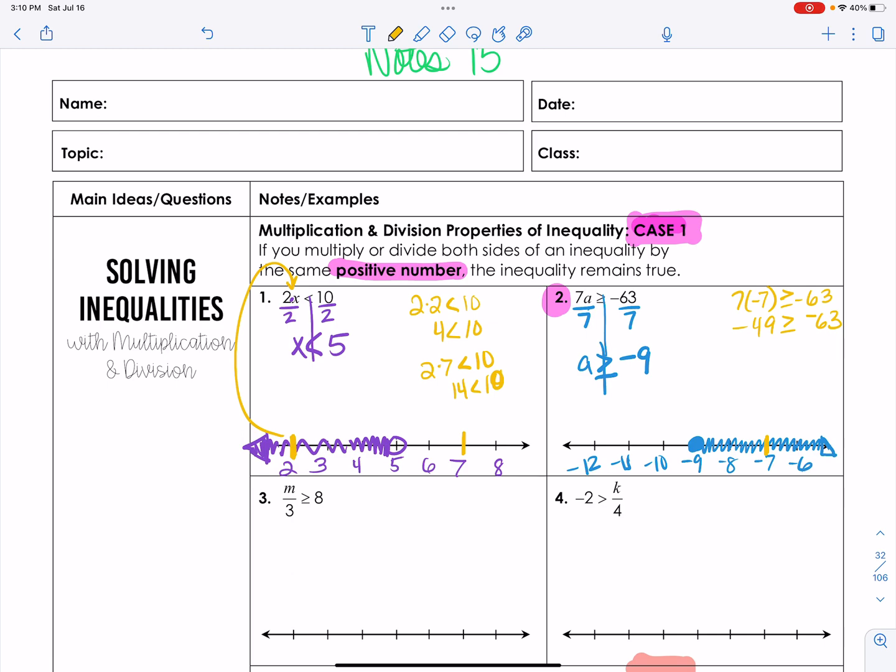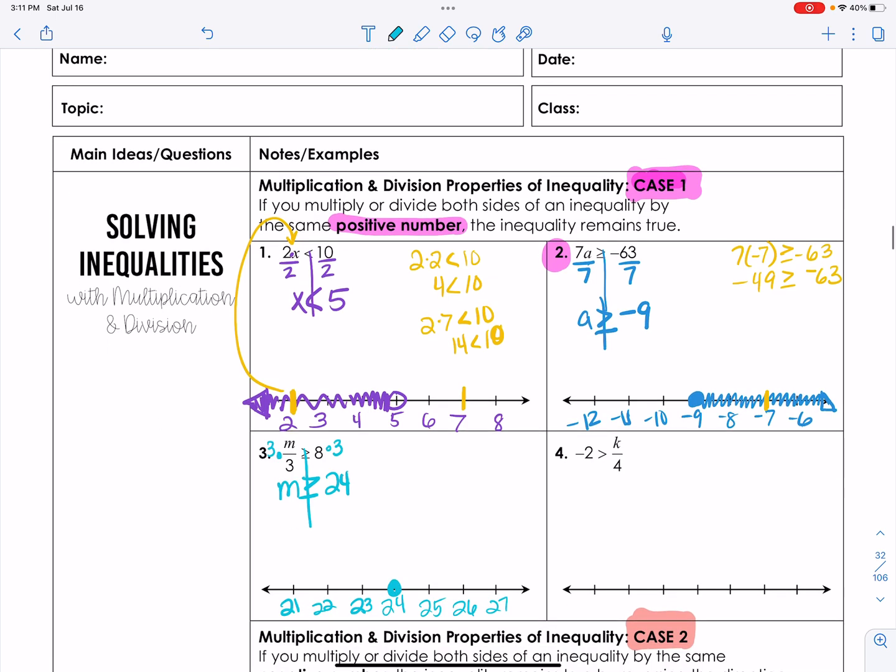And again, I'm doing the yellow part, not for right now, but for later. So on number 3, I'm dividing by 3. So the opposite operation of dividing by 3 is to times by 3. So I have 24, 25, 26, 27, 23, 22, 21, and I have a filled in circle at 24, and it's everything bigger than that, okay?